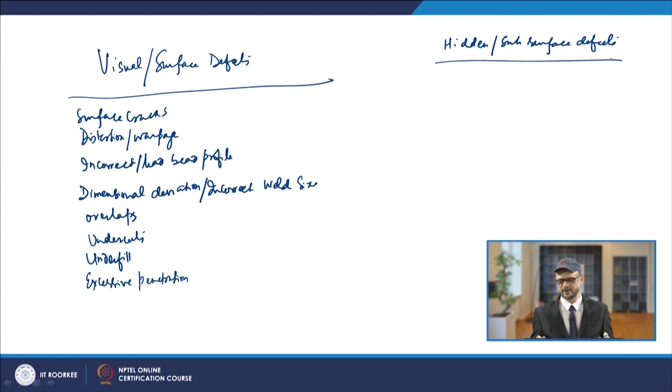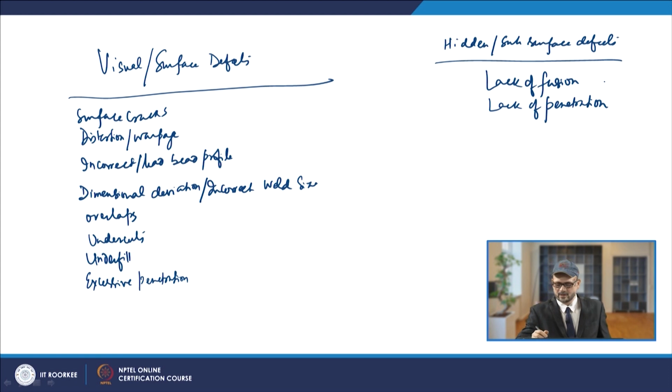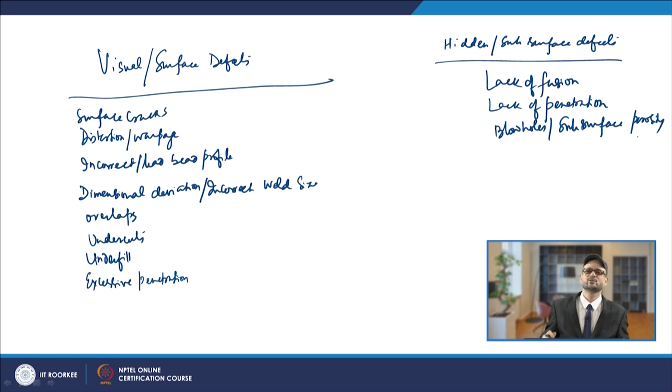If you talk about the hidden or subsurface defects, in these cases we have lack of fusion. This can be a defect under hidden or subsurface, because the fusion is not proper. Inside that you cannot see visibly, I mean from outside. So, this lack of fusion is a defect, or lack of penetration. It has not penetrated inside and you are not able to see it from outside. So, that is lack of penetration. You have blowholes or subsurface porosity, these porosities which are there below the surface.